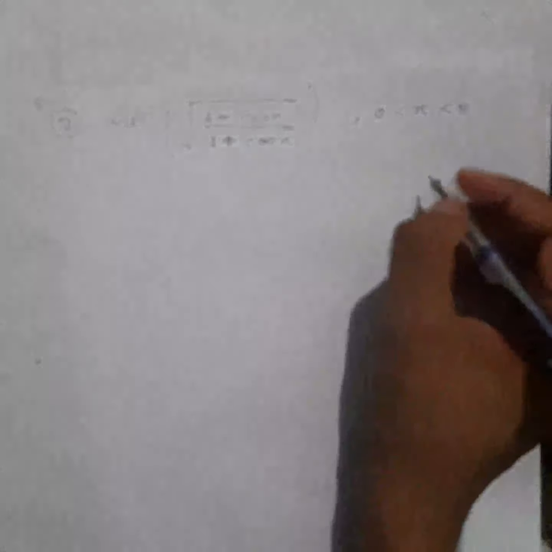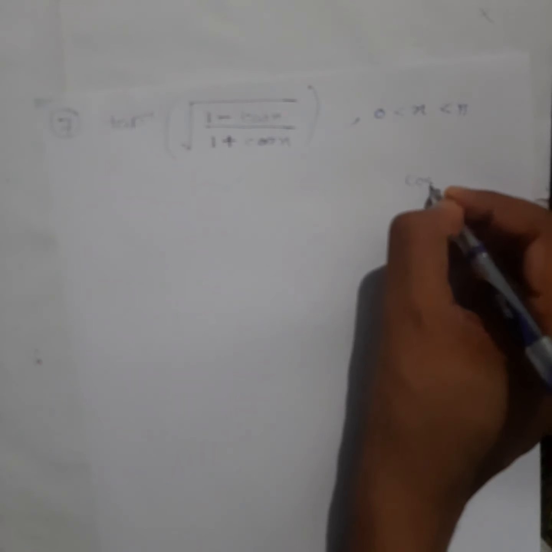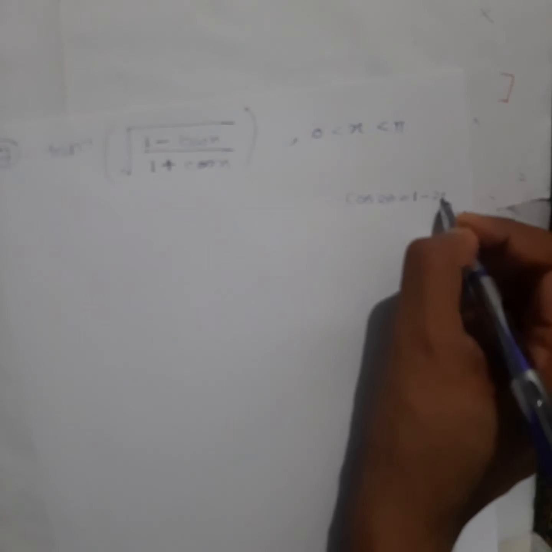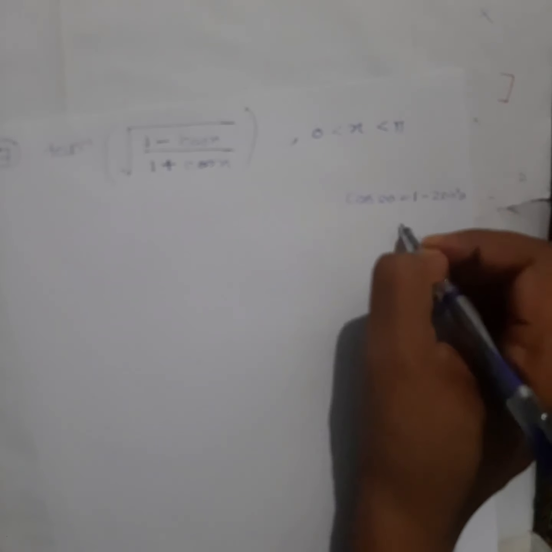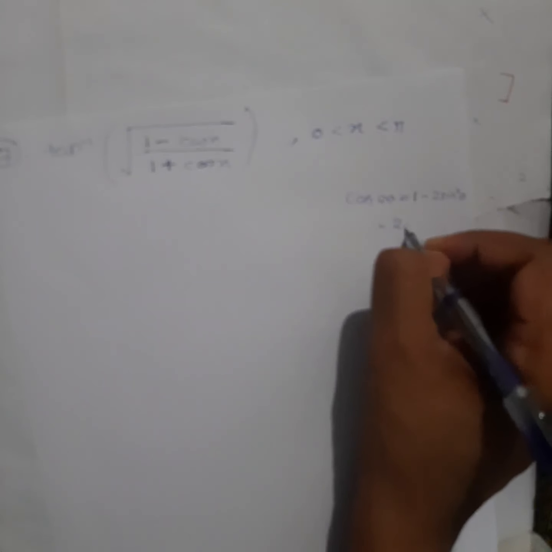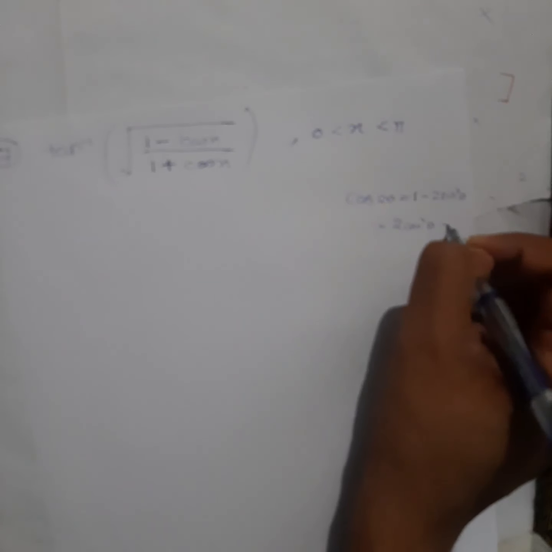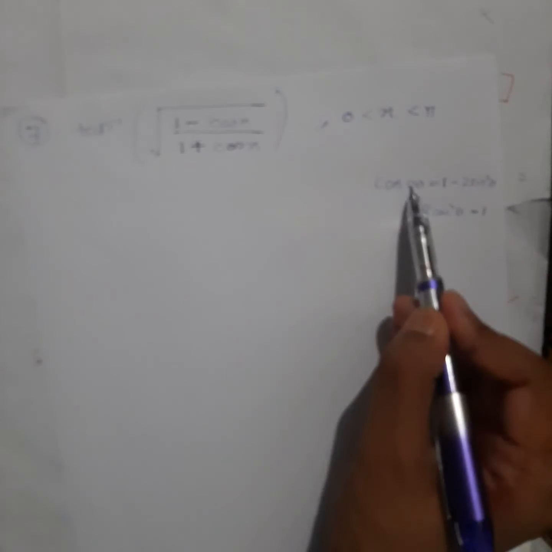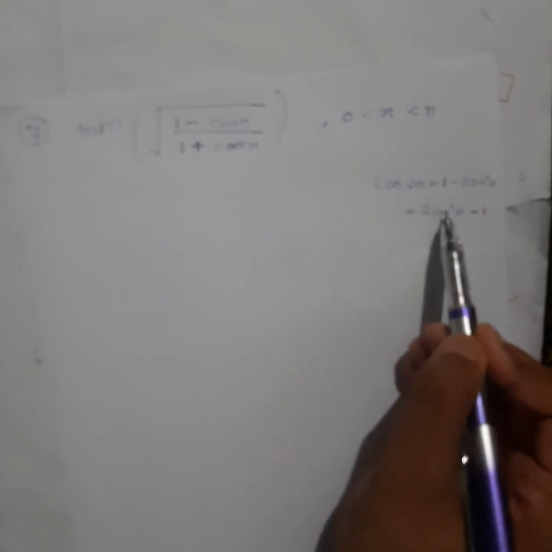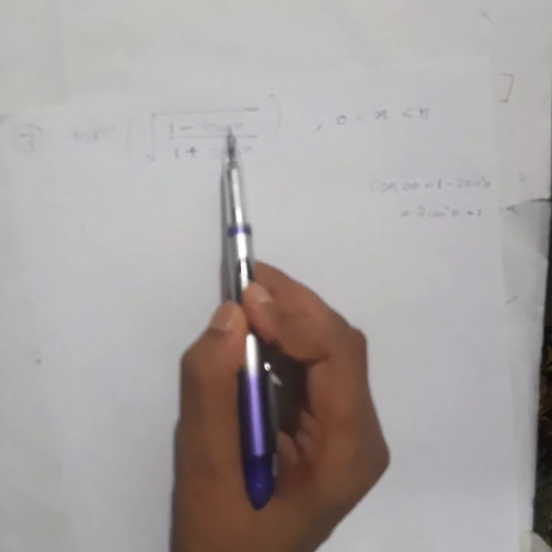1 minus cos x. Remember the cos double angle, twice the angle. What was the formula? Cos 2 theta. Two formulas I have given. 1 minus 2 sine square theta. Another, again in terms of cos, you can write this formula, right? 2 cos square theta minus 1. So try to see carefully. In this case this is without square, this is square. You can see this is without square, right?